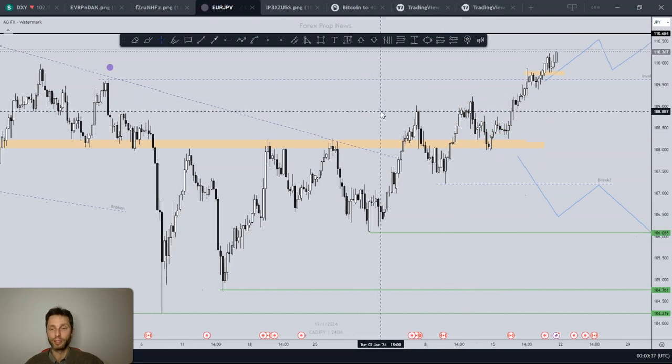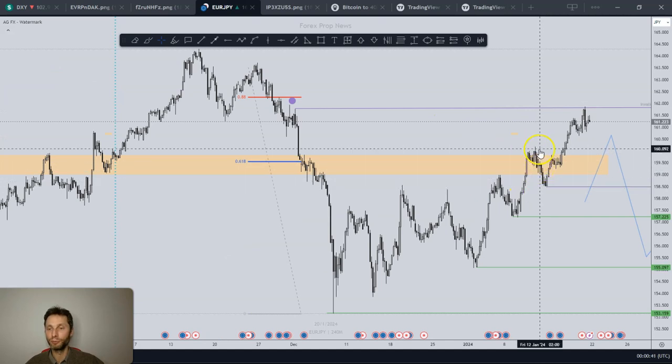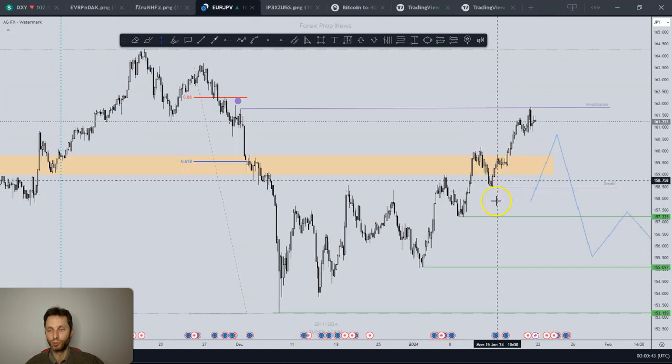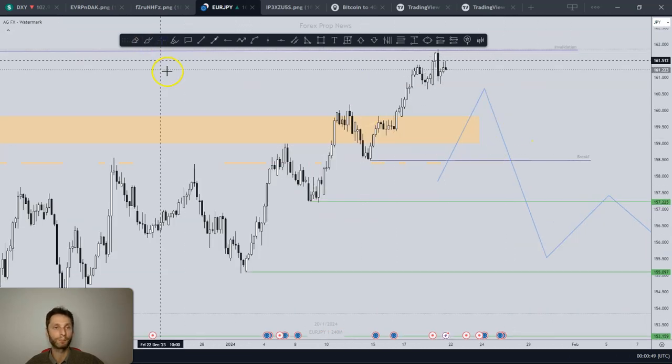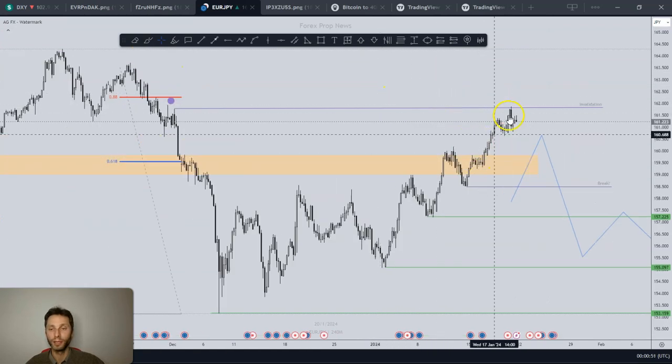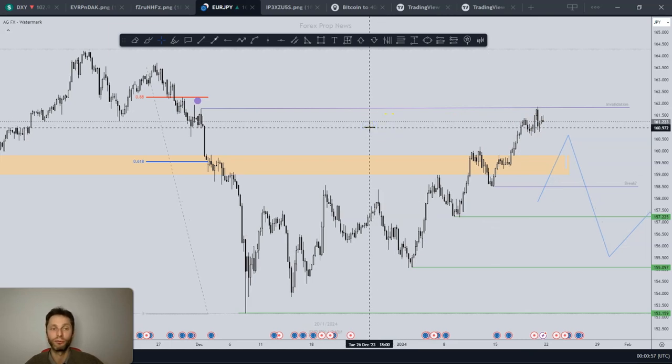Right. So that is CAD Yen, and Euro Yen, you could guess probably similar. Had a brief move down, but there was no reversal here. We just kept going up and reached this invalidation point. So once again, another case where there just wasn't any clear sign of entry.